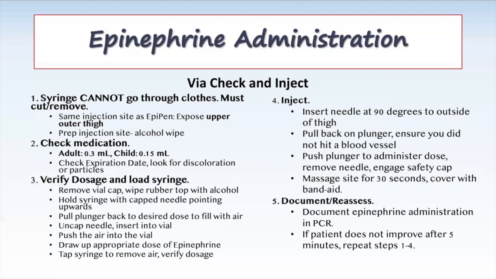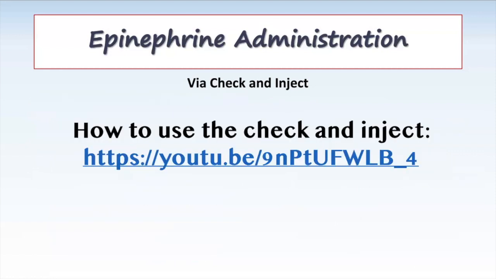any air. Once the syringe is loaded, inject the medication into the thigh at a 90-degree angle. Then massage the injection site for 30 seconds and cover it with a Band-Aid. Finally, make sure that you document the injection. Continue to monitor your patient, and if the condition does not improve after 5 minutes, then you can re-inject them. The link on this slide will direct you to a helpful video that shows you how to set up and administer the check and inject.